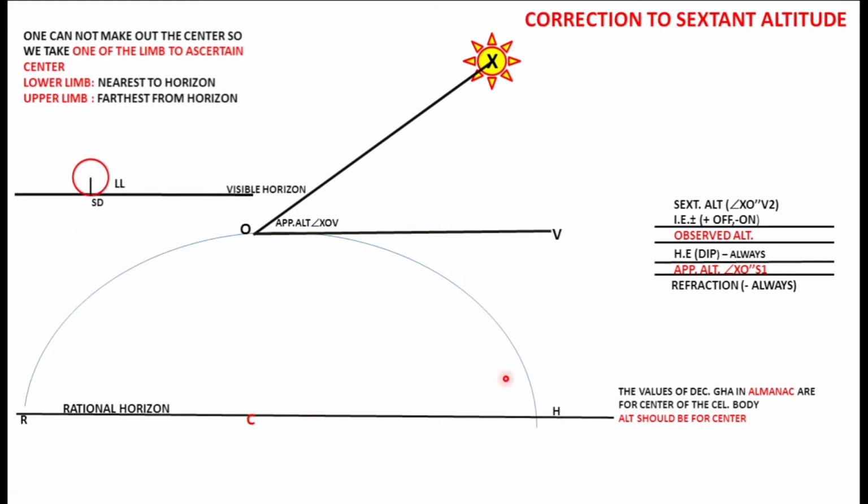Now, if I take the sun or the moon like this and bring the one which is closest to the horizon, the lower limb, to the horizon, to get to the center I will have to add the semi-diameter. And if I was taking the upper limb of the sun, then I would have to subtract the semi-diameter to get the center of the sun.